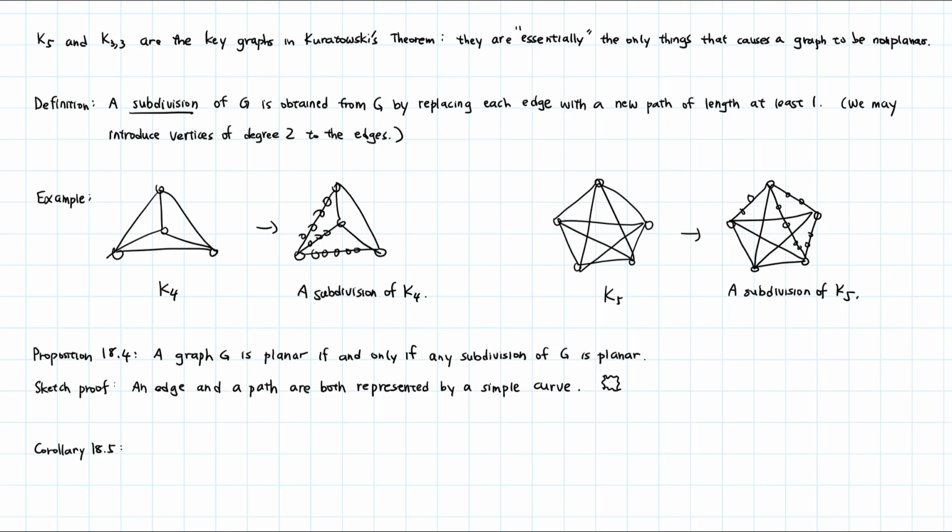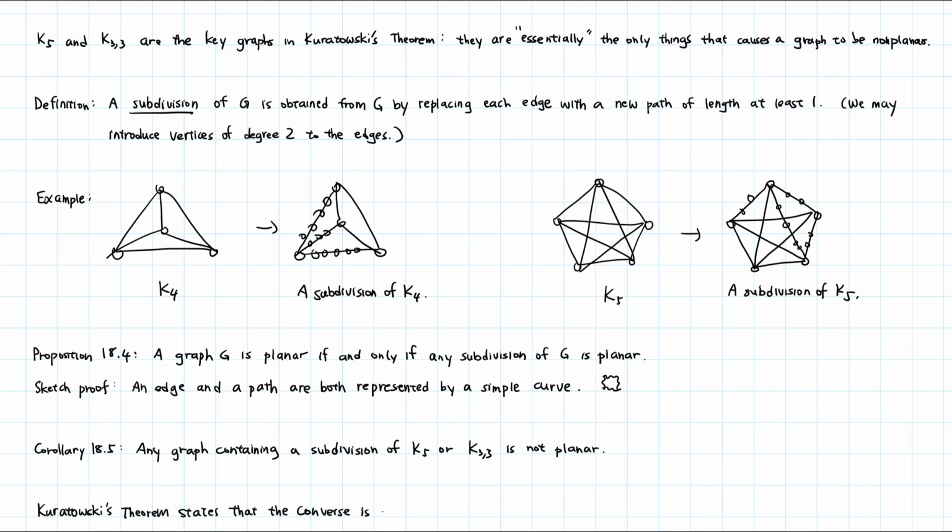So combining this proposition with the fact that K5 and K3,3 are not planar, we get the following result. Any graph containing a subdivision of K5 or K3,3 is not planar. And Kuratowski's theorem states that the converse is also true. A non-planar graph must contain a subdivision of K5 or K3,3. This is a long proof, and we will prove this a little bit later. And that is the end of this introduction to planar graphs.